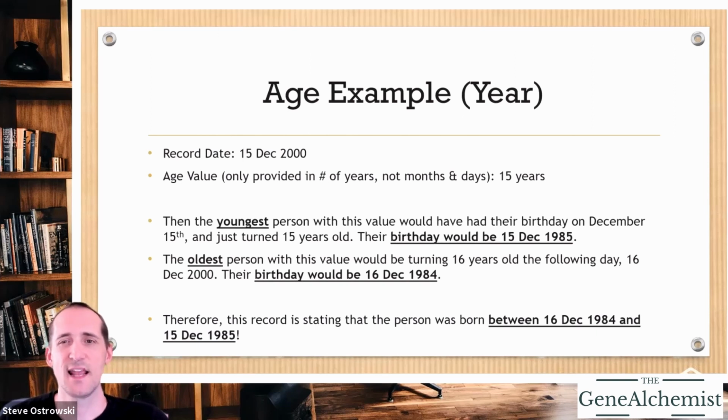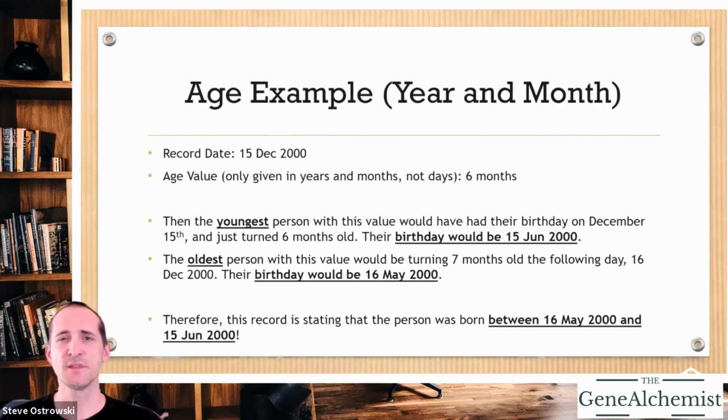This record is not stating that they were born about 1985. If you write it that way, that's your own addition of data or your own interpretation of data. It's not what the record is stating. Sometimes we'll get ages that are given in years and months or just months.